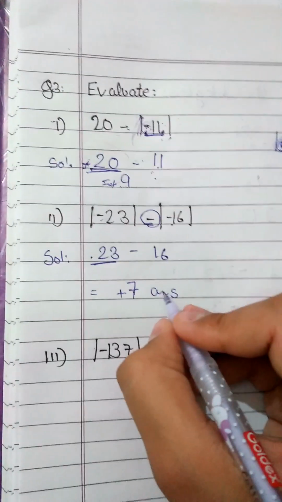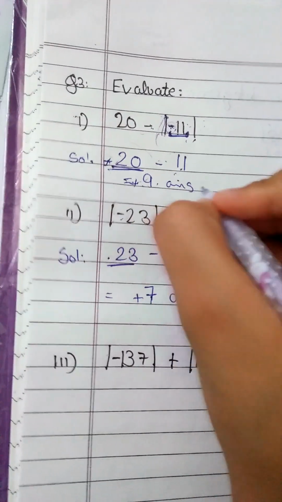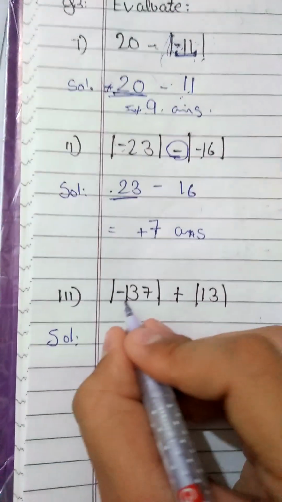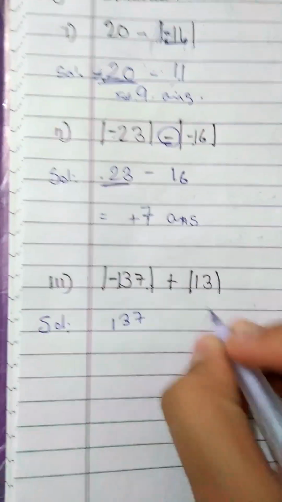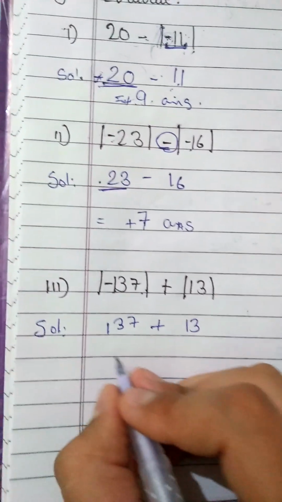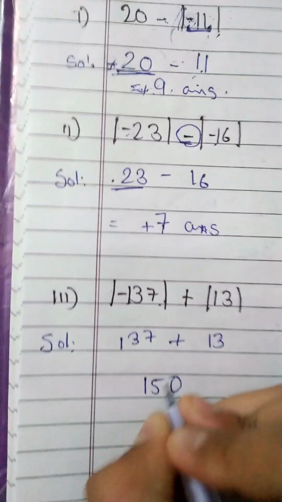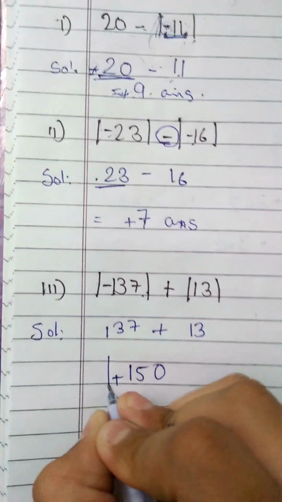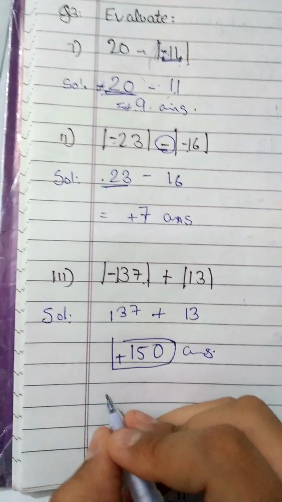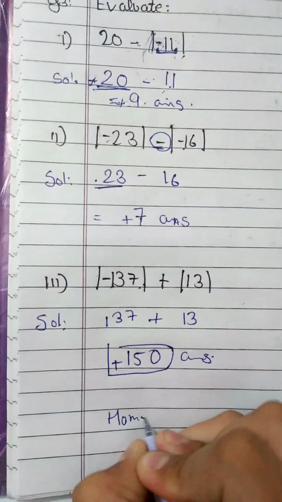Answer, that is also the answer. The third part of this question is 137 plus 13, okay. So what will be the answer? Yes, plus 15, that is the answer. And its fourth part is your homework.